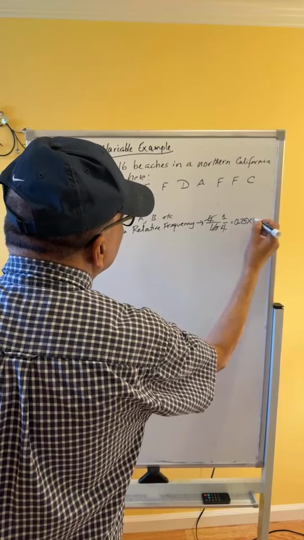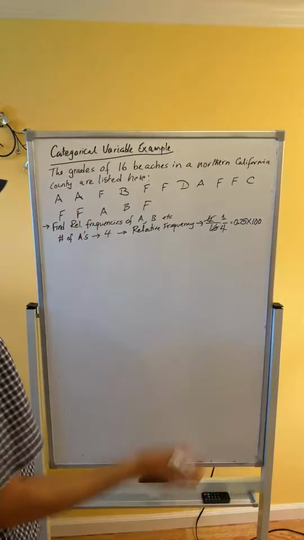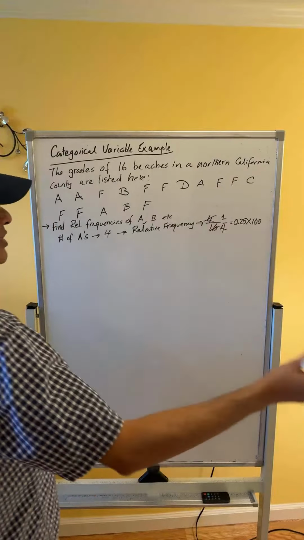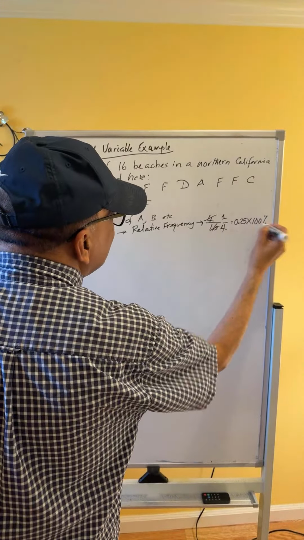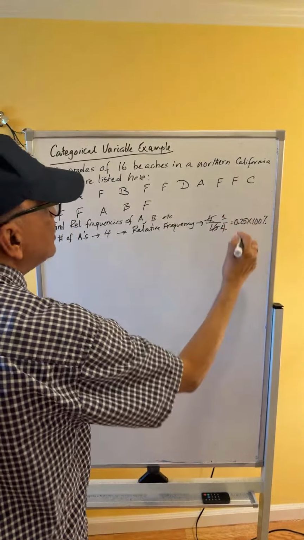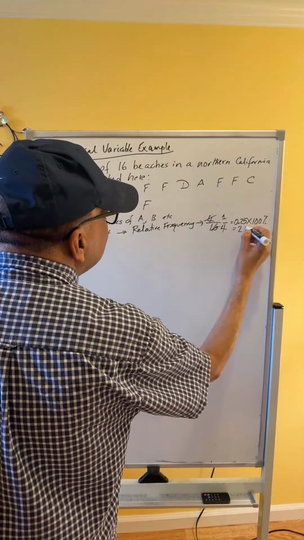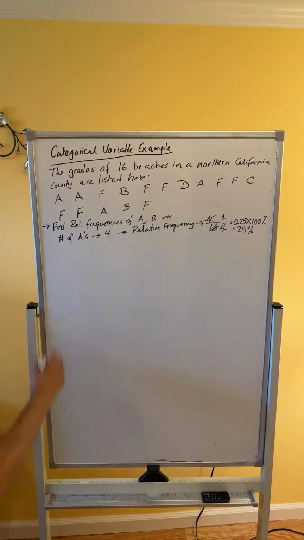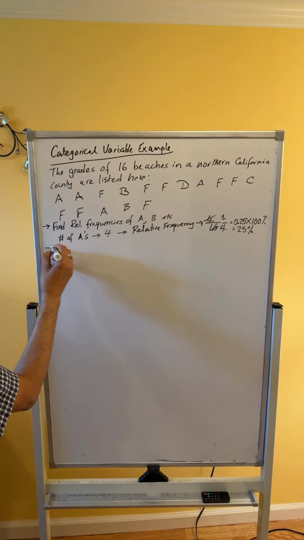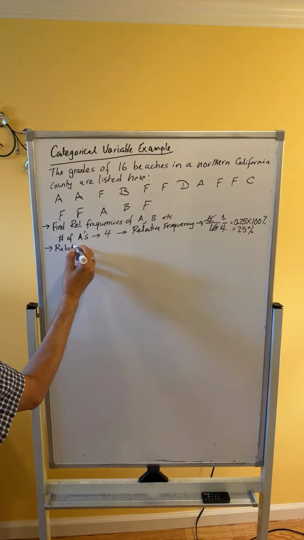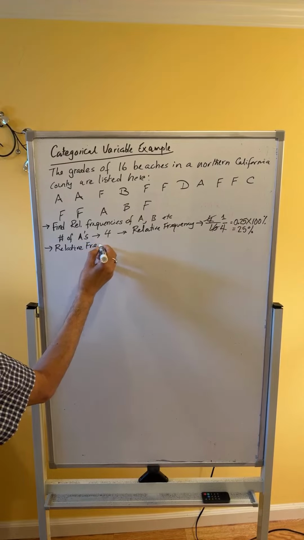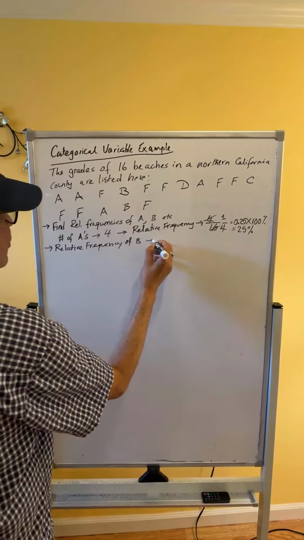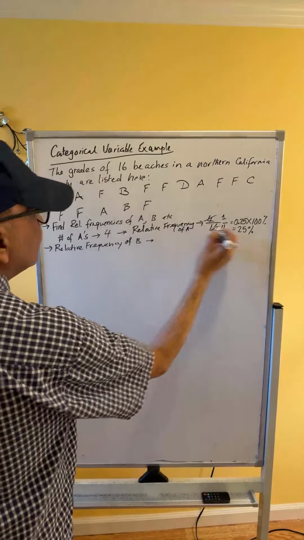You multiply that by 100. This is what I was talking about on the other side, how to convert proportions from decimal into percentages. I took 0.25. 1 divided by 4 is 0.25, multiplied by 100. 25% of the beaches got a grade of A. Okay. Now let's find relative frequency of B. So this is relative frequency of A is 25%.